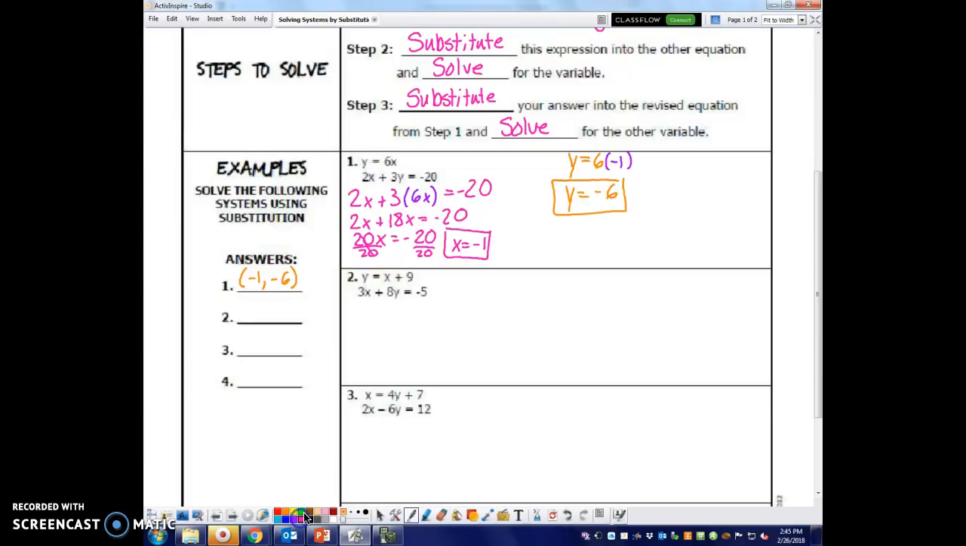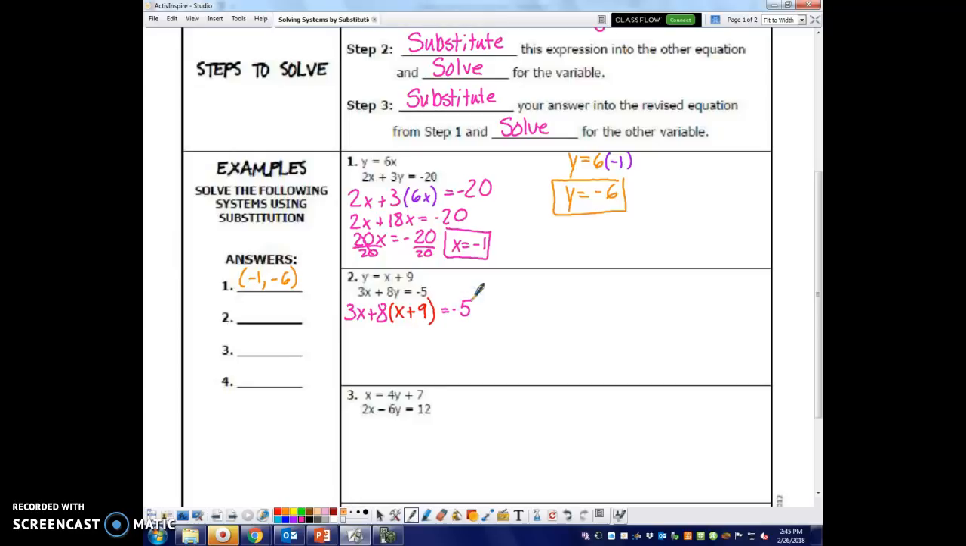Let's look at the next one. We have y equals x plus 9, and then we have this. We need to make sure at least one of them is either y equals or x equals. It can be either one. This one is y equals. So let's write it in. 3x plus 8. Instead of y, what do you think we're going to put? Well, y is x plus 9, so we're going to put x plus 9. So 3x plus 8y equals negative 5.